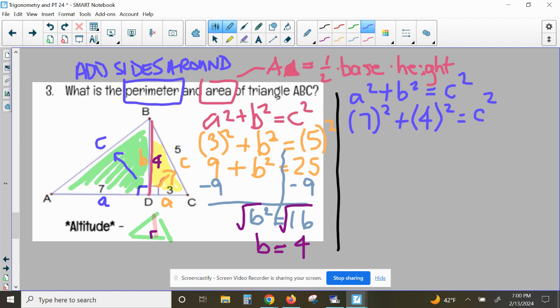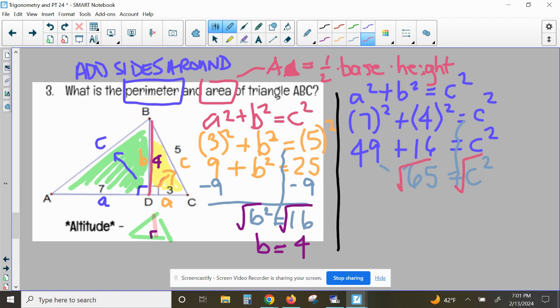I'm going to do some math here. 7 squared is 49 plus 4 squared is 16 equals C squared. And if I think about doing my algebra, these are like terms on the same side. So what is 49 plus 16? That is a 65. 65 equals C squared. And then I need one last step. Square root both sides to get C by itself.